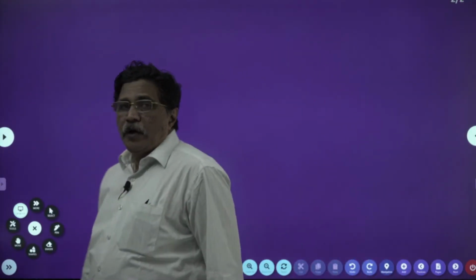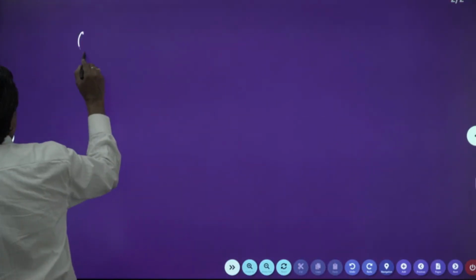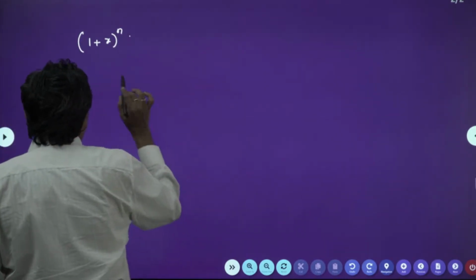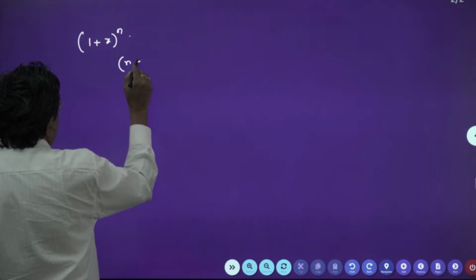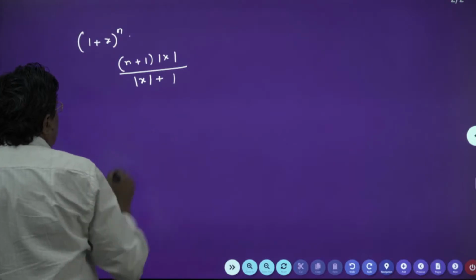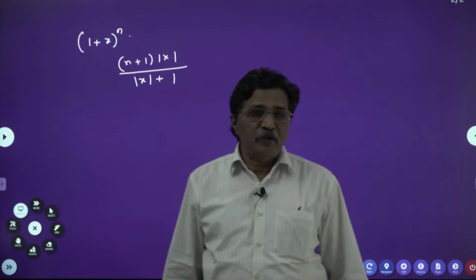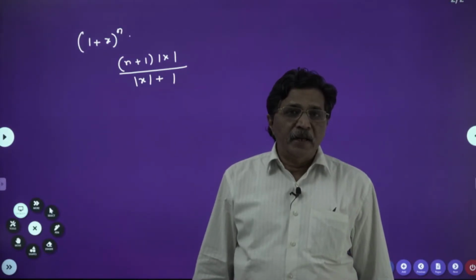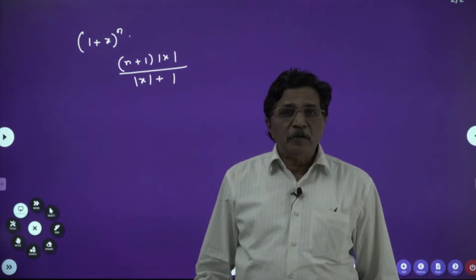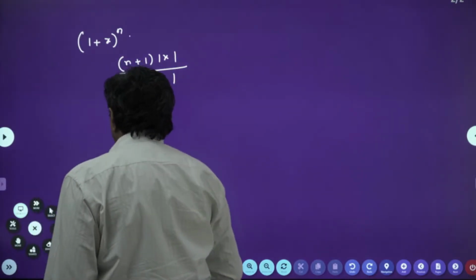All right. The numerically greatest term in the expansion of (1 plus x) whole power n is obtained by finding (n plus 1) into mod x by (mod x plus 1). If this is an integer p, the pth term and (p plus 1)th term are the numerically greatest terms. If it is not an integer, and it is p plus some fraction f, then the (p plus 1)th term is the numerically greatest. So this is about numerically greatest.